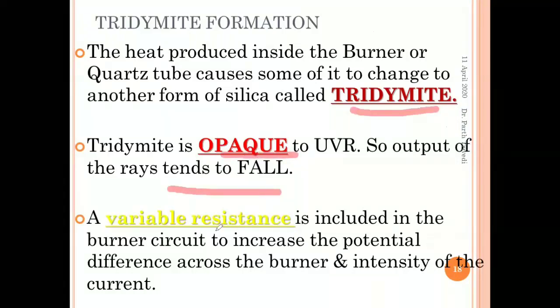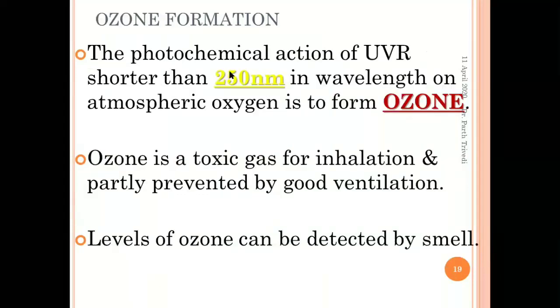A variable resistance is generally included in the burner circuit to increase the potential difference across the burner and increase the intensity of the current. So why do we use resistance? क्योंकि जैसे जैसे ट्राइडामाइड बढ़ता जाएगा वैसे वैसे आउटपुट कम होता जाएगा. तो जनरली उसको ओवरकम करने के लिए we use variable resistance. Clear? The photochemical peak of UVR is 250 nanometers. Clear about this? So this is what your UVR says.